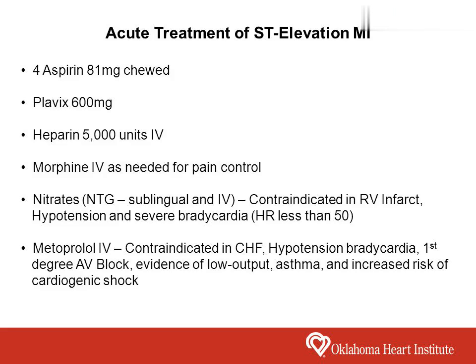Acute treatment of ST elevation MI: aspirin 81 mg chewed, Plavix 600 mg, heparin 5000 units, morphine as needed for pain control. Nitrates, e.g., sublingual, are contraindicated in RV infarct, hypotension, and severe bradycardia, HR less than 50.